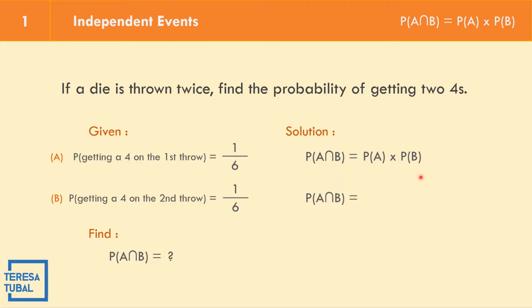The probability of the event A is equal to 1 over 6, while the probability of the event B is also 1 over 6. Let us multiply. 1 times 1 is 1. 6 times 6, the answer is equal to 36. So the probability of getting 2 fours is equal to 1 over 36.